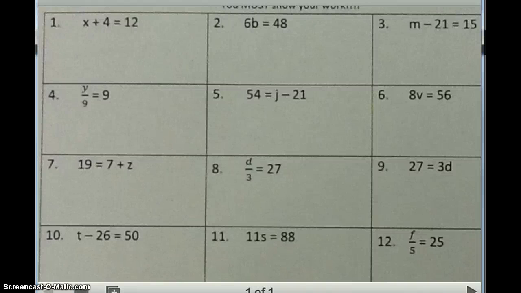All right, so here is just a little tutorial video of how to go through and work on your homework, if you need some extra help with some of them. So I'm going to look at this first one. It says x plus 4 equals 12.